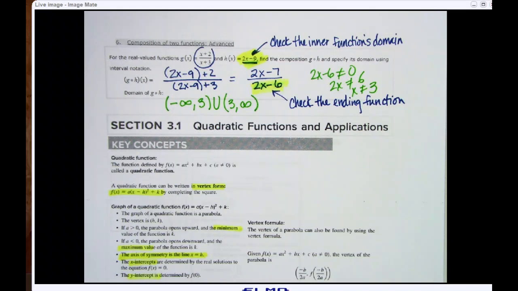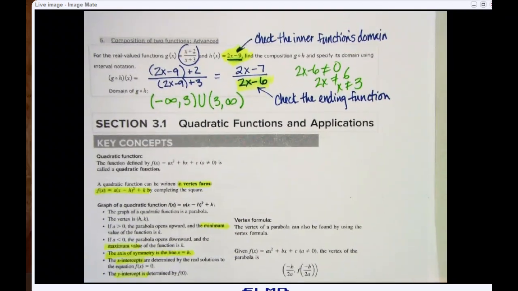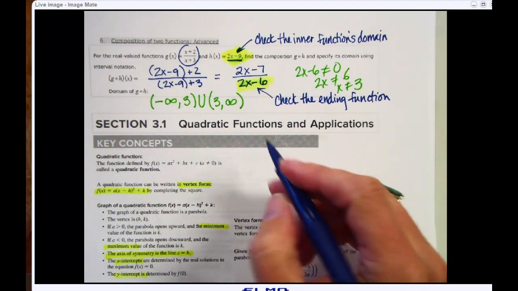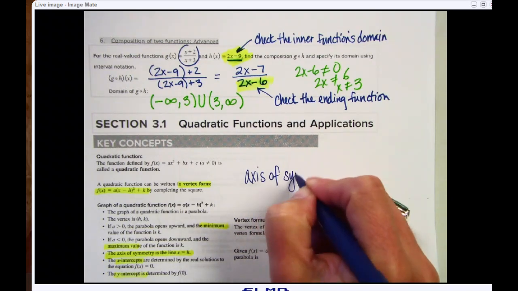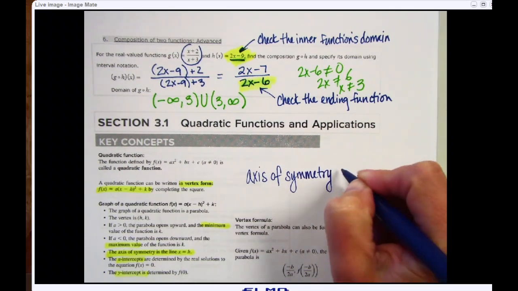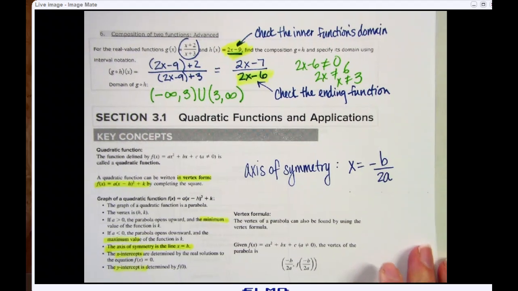Right there? I'm going back, sorry. Just because it's kind of hidden in here, I want to remind you to find the axis of symmetry. We use x equals negative b over 2a. And it's been a long time since we've done this. I can't remember if it's on your formula sheet or not. We'll have to look. Is it okay if it's in the page?